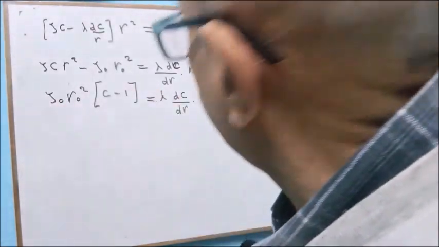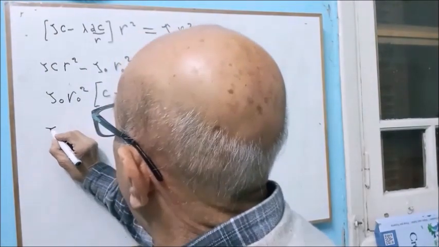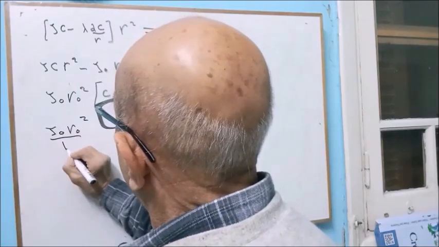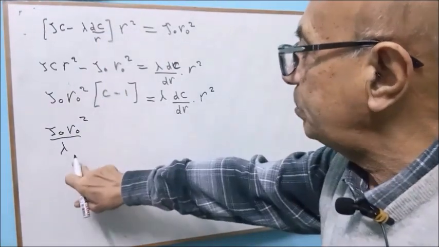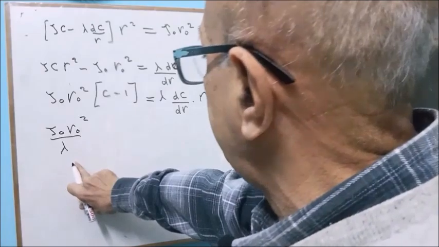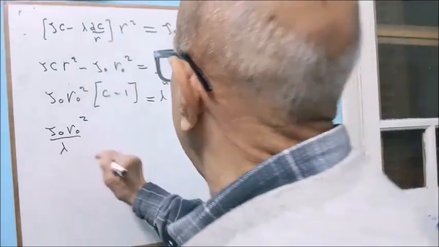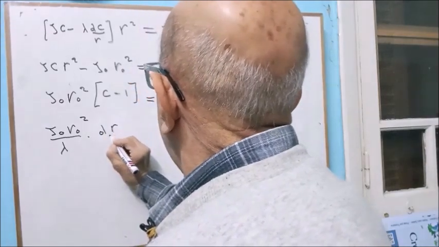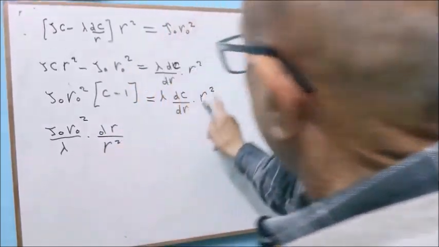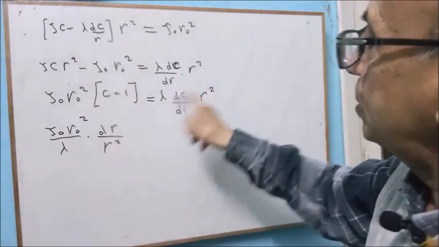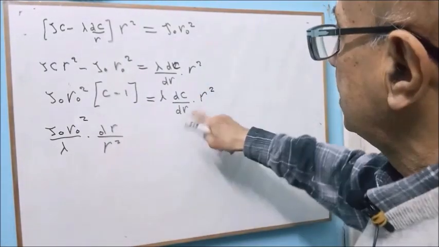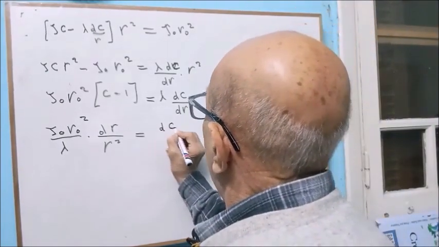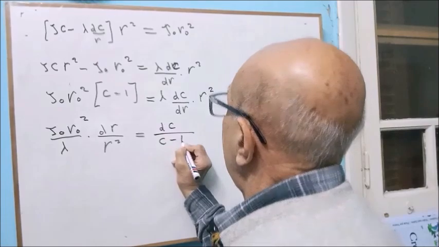Okay, so we'll now perform cross multiplication. So it will be here J0 r0 squared over lambda. The numerator of the right hand side is transferred to the denominator of the left hand side, over lambda times dr over r squared. Cross multiplication also here: r squared became the denominator here, and the dr in the denominator here, equals dc over c minus 1.